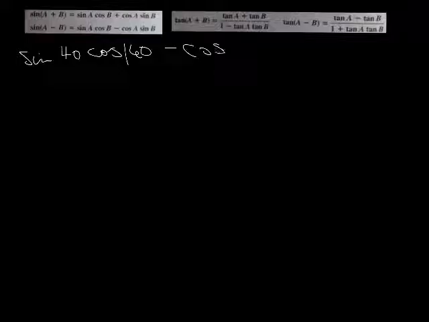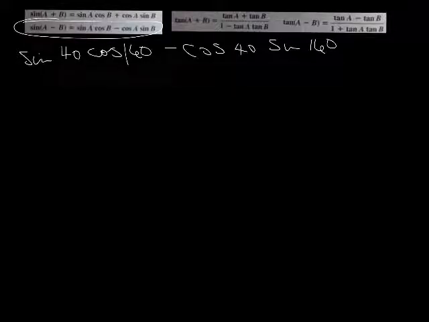Okay, so like on one of the other ones, we're going to kind of go backwards here. We're going to give you sine of 40 cosine of 160 minus cosine of 40 sine of 160. Alright, so which one is that? It looks like this one right here, doesn't it?